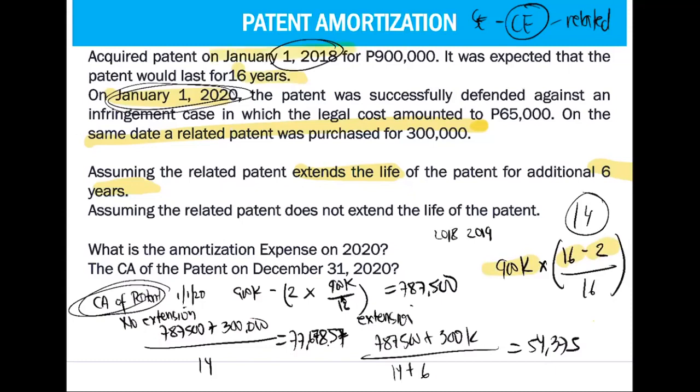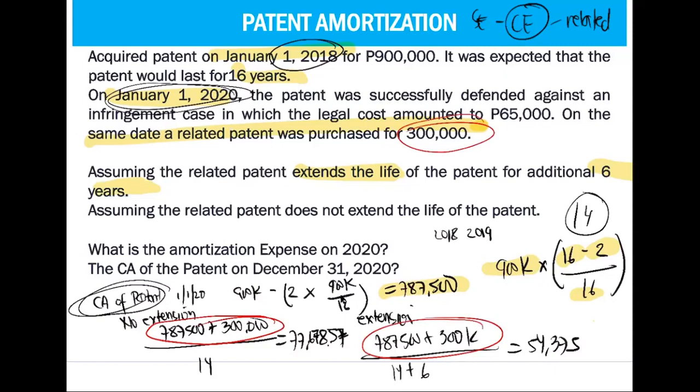And initially, you are holding that on 2018. So 2018, 2019, 2 years had passed, divided by the useful life. So our carrying amount will be 787,500. So after getting your carrying amount, what we do is we add the cost of your related patent. So the cost of related patent is equal to 300,000 pesos. That's why we add in your 787,500 the 300,000 pesos.